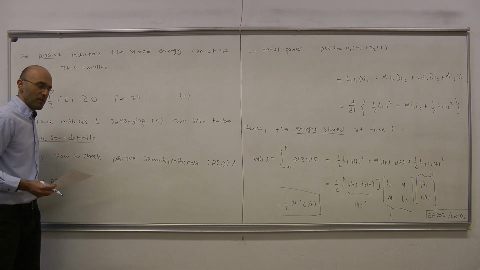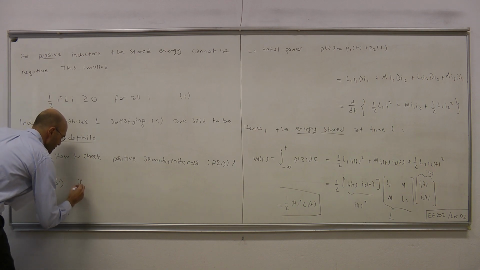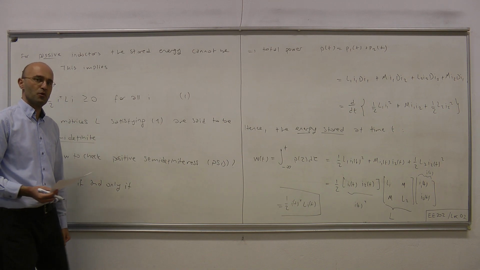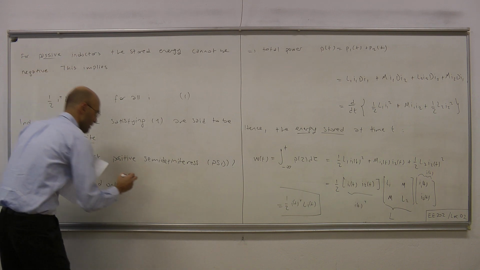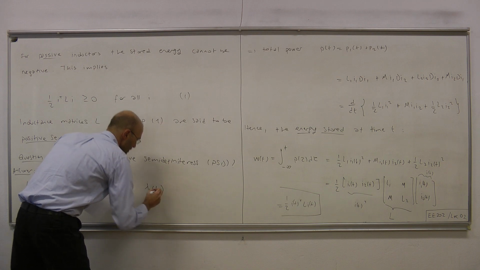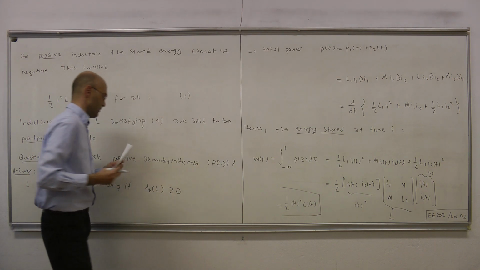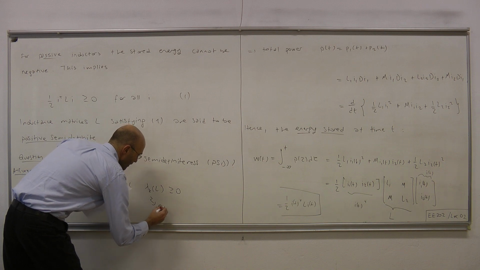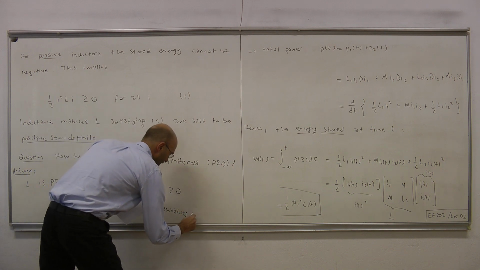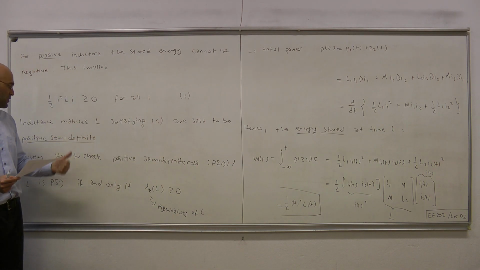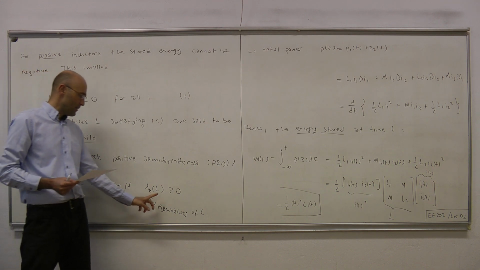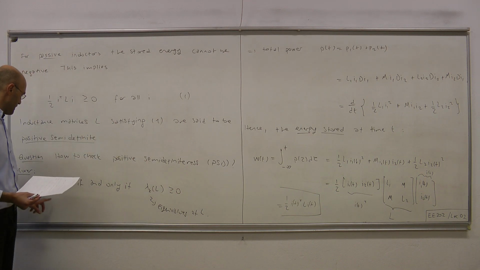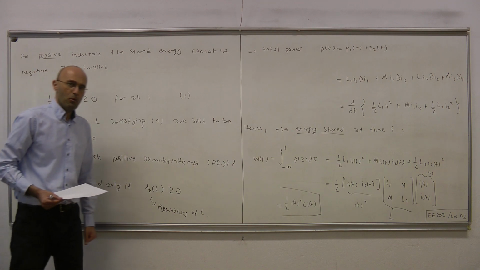A given inductance matrix L is positive semi-definite if and only if, because this is symmetric, this condition holds only for symmetric matrices, lambda k of L is non-negative. These are the eigenvalues of L. So for a symmetric matrix, to check positive definiteness, all you have to do is check the eigenvalues. If all the eigenvalues are non-negative, then and only then is the matrix under consideration positive semi-definite.